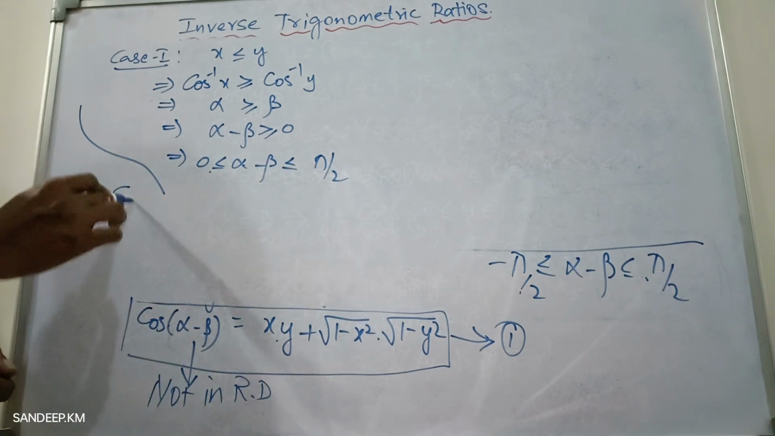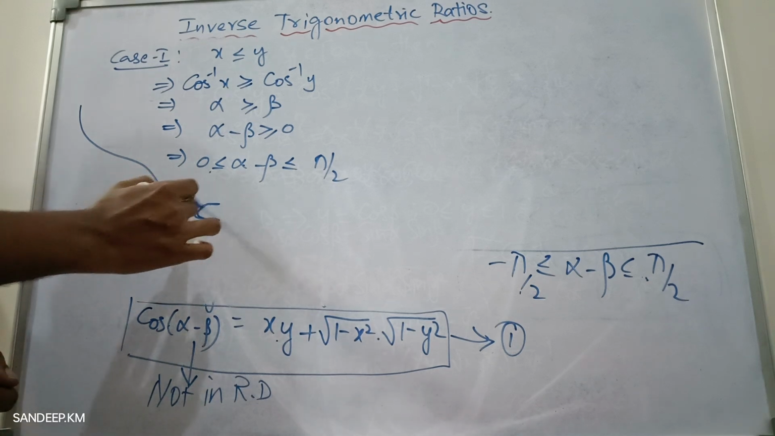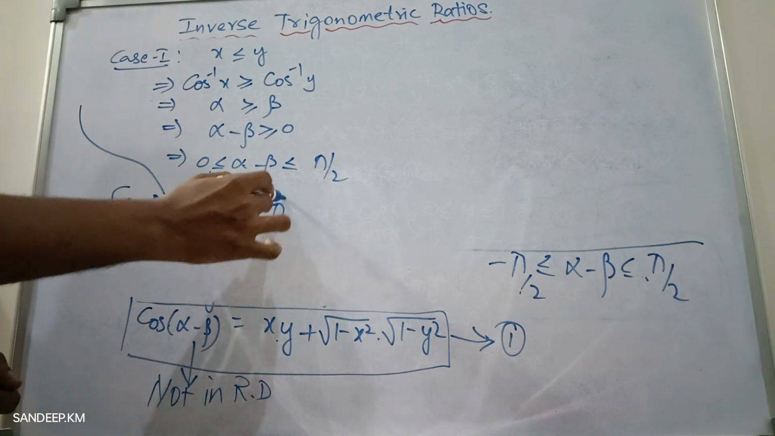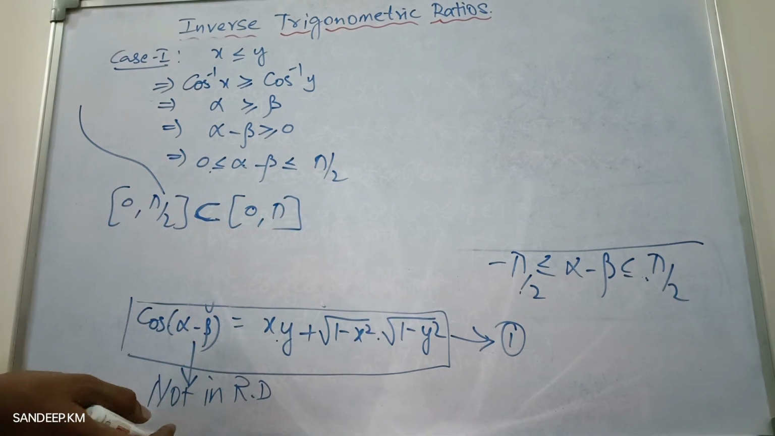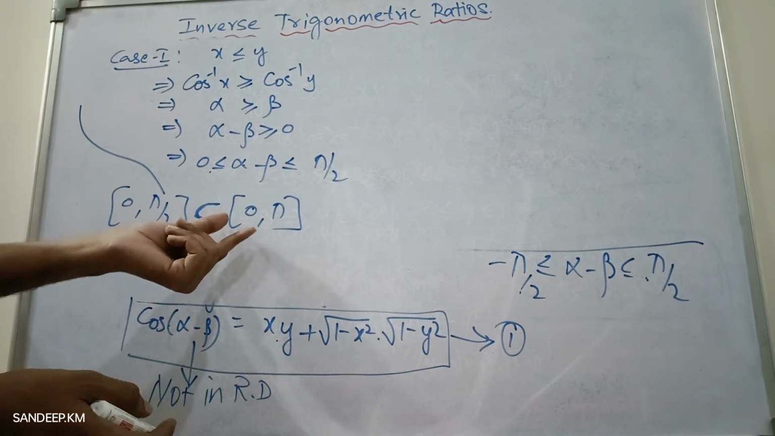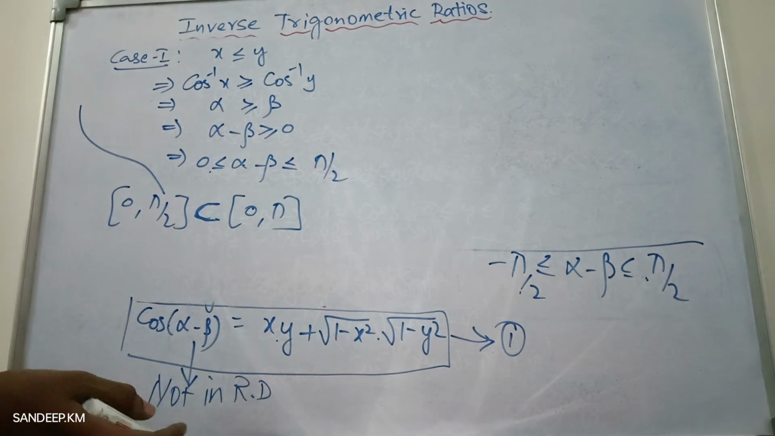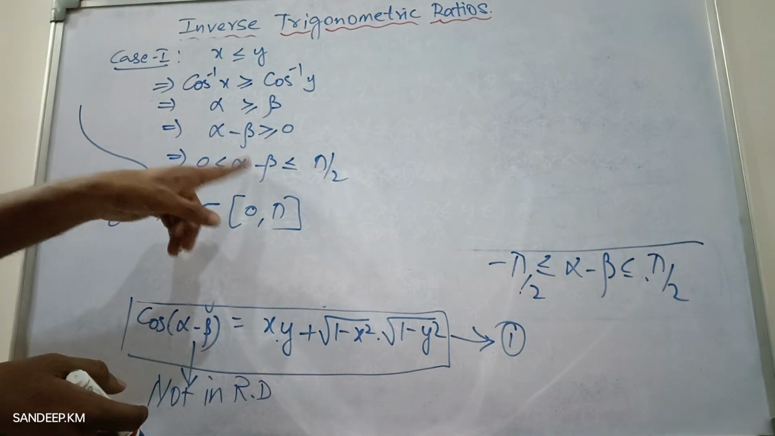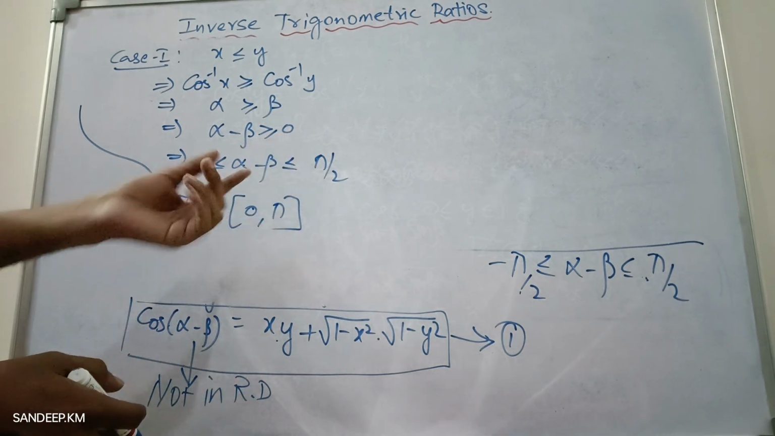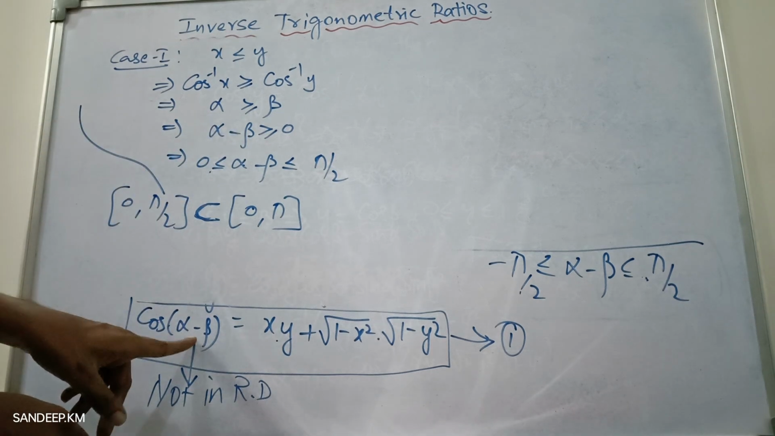This set 0 comma pi by 2 is a subset of 0 comma pi. Correct or not? Where 0 comma pi is the restricted domain of cosine function. So 0 comma pi by 2 is a part of 0 comma pi, which is the restricted domain of cosine function. So therefore, since alpha minus beta is between 0 and pi by 2, it is now in the restricted domain of cosine function.